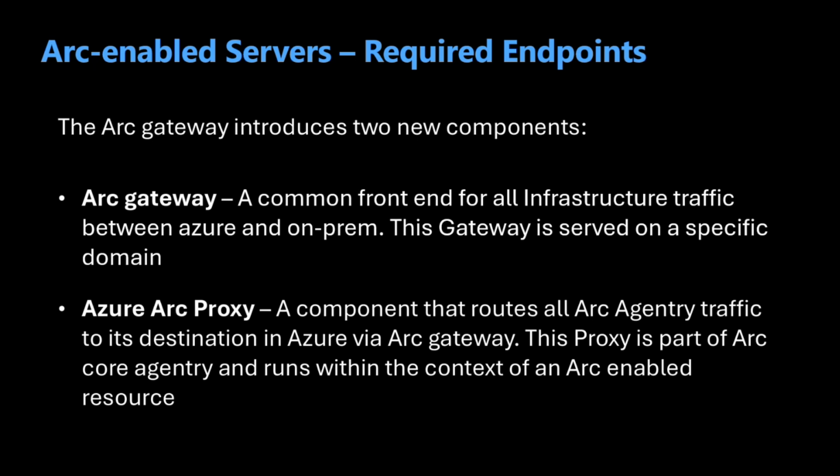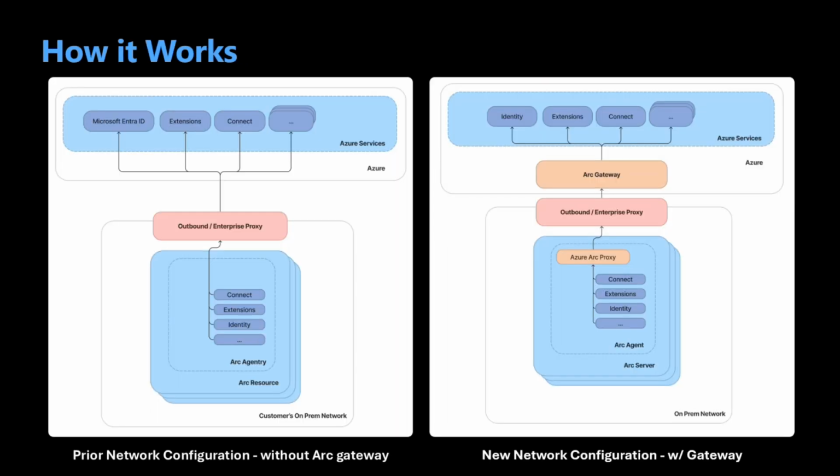So every Arc-enabled resource gets its own Azure Arc proxy as part of the Arc agent. The Azure Arc proxy does not require any configuration on customers' part. It is simply added to the Arc agent. You don't need to manage it. You don't need to do anything extra. Once you onboard a resource to Arc or to Azure, then the Azure Arc proxy just comes as part of that. Nothing extra is required of you. So now we can go to the next slide.